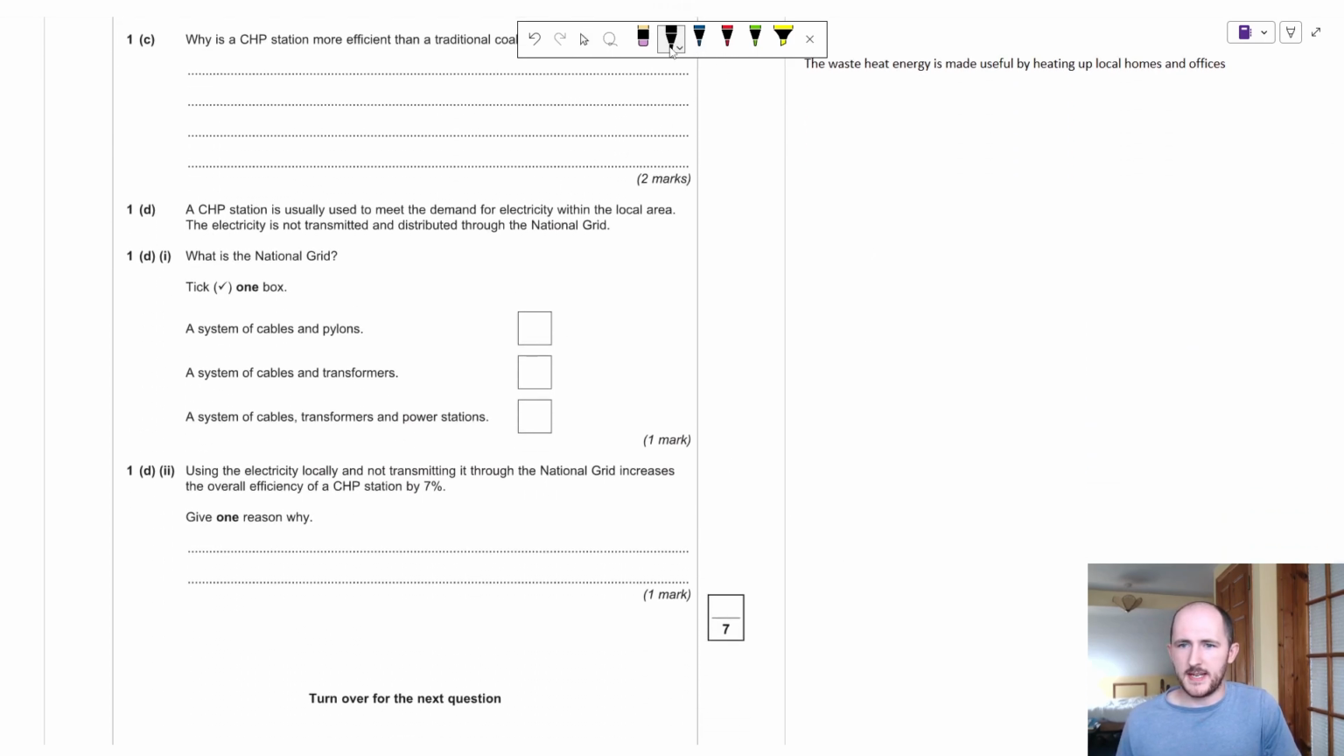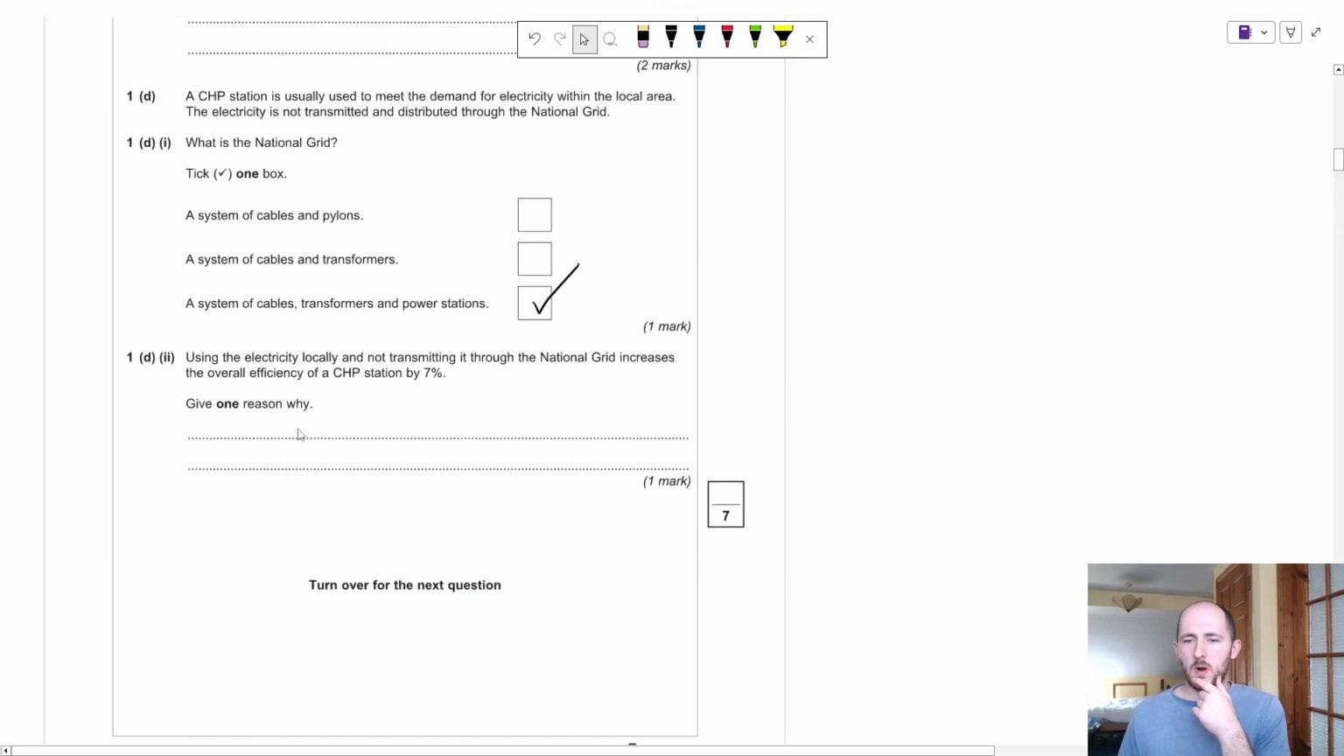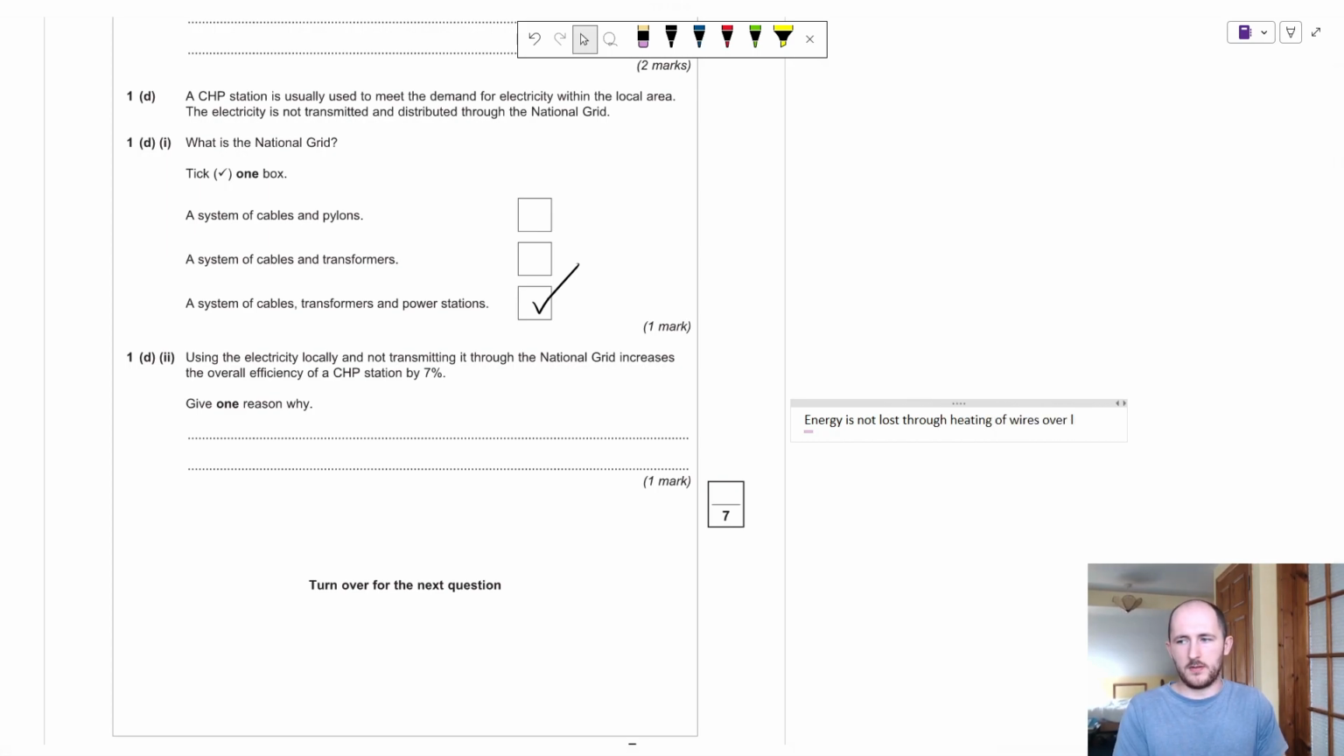CHP station is usually used to meet demand for electricity within the local area. The electricity is not transmitted and distributed through the national grid. What is the national grid? It is a system of cables, transformers, and power stations. It's all of them. Using the electricity locally and not transmitting it increases the overall efficiency of the CHP station by 7%. Explain why. Simply put, it is because energy is not lost through heating of wires over long distances.